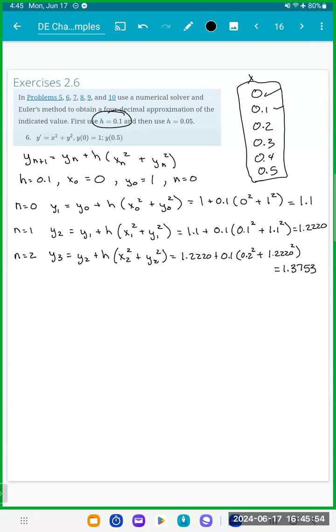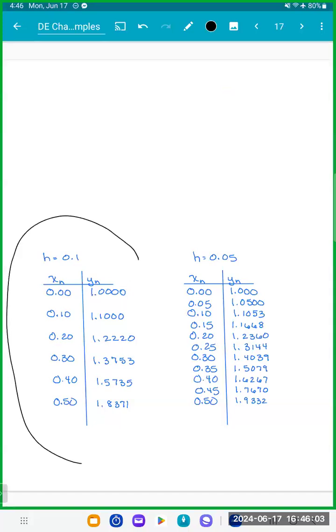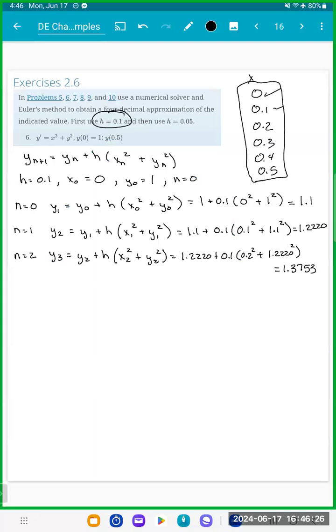Okay. And I'm not going to work through y4 and n3 and n4 and so on. I think that gives you a good starting point. I will say that work correlates over here. So you could see we had 1.0, and then 1.1, 1.22, and then we just did that calculation for 1.3753. Okay.